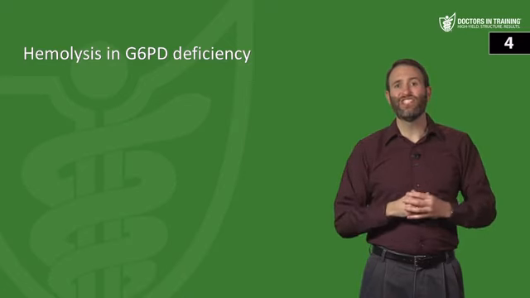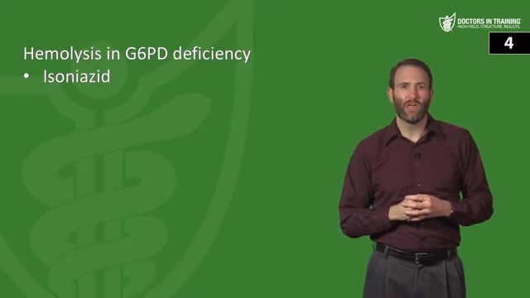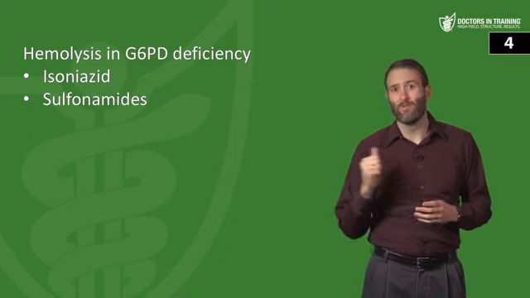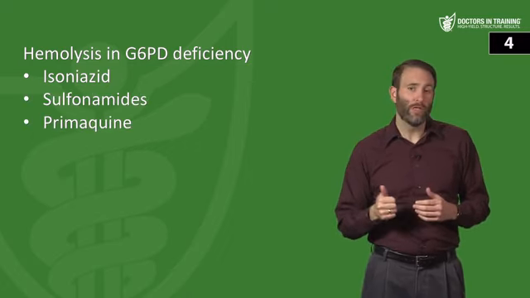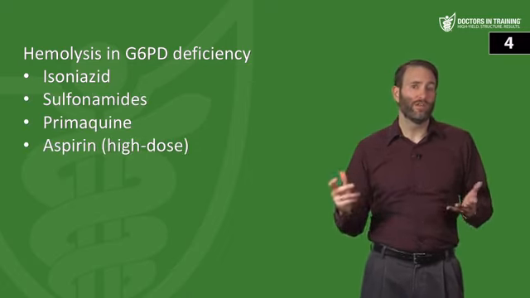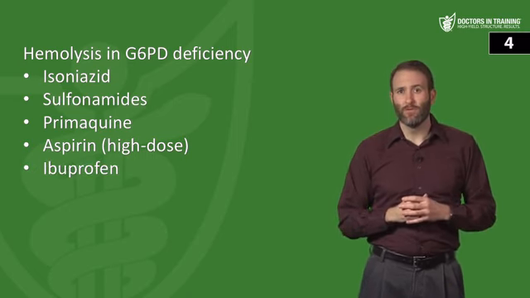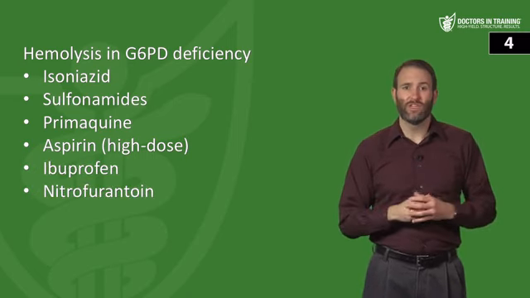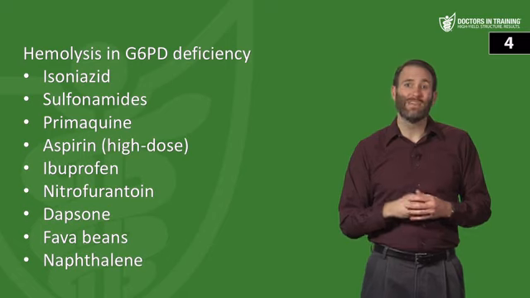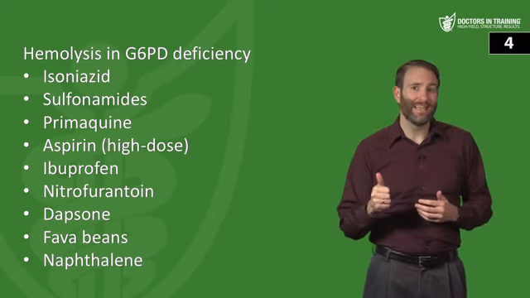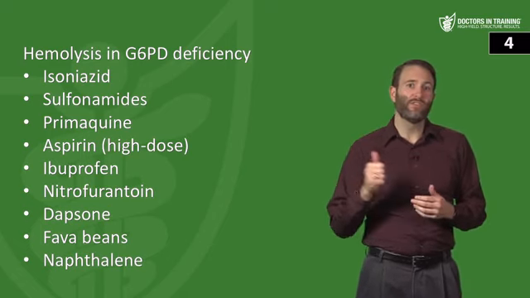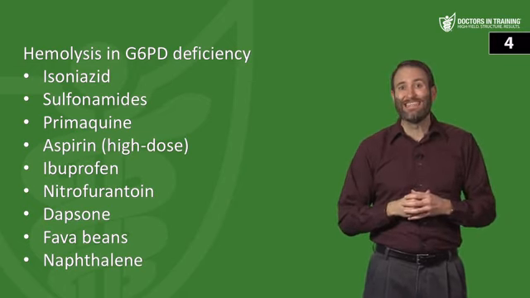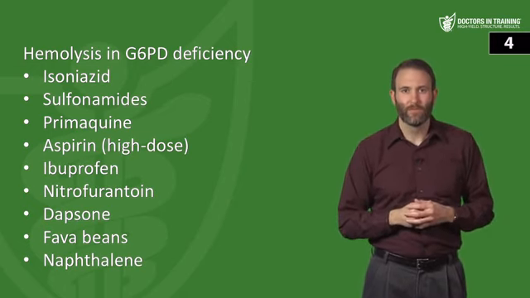Next, we have hemolysis in G6PD deficient patients. So we've got to remember isoniazid, sulfonamides, primaquine, aspirin in very high dosages, ibuprofen, nitrofurantoin, that's a UTI drug, then also dapsone, fava beans, and naphthalene. So all of these drugs can cause hemolysis in a G6PD deficient patient.